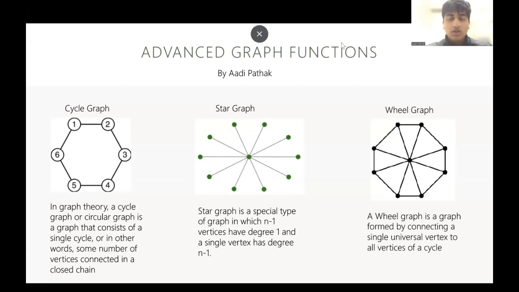So I'm going to be going over some advanced graph functions in SageMath, and some of these are the cycle graph, the star graph, and the wheel graph. In graph theory, a cycle graph or circular graph is a graph that consists of a single cycle, or in other words, some number of vertices connected in a closed chain. A star graph is a special type of graph in which n-1 vertices have degree 1 and a single vertex has degree n-1. A wheel graph is a graph formed by connecting a single universal vertex to all vertices of a cycle.